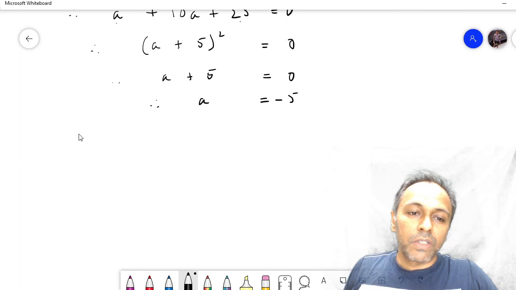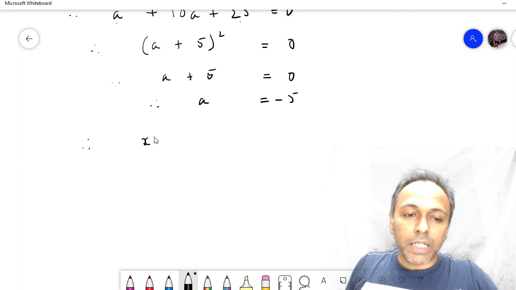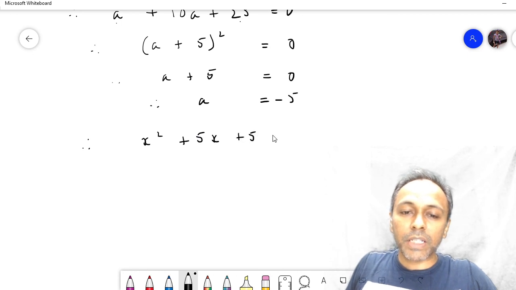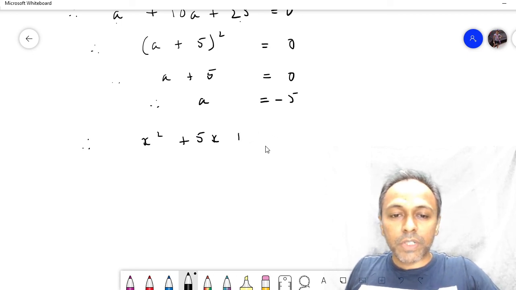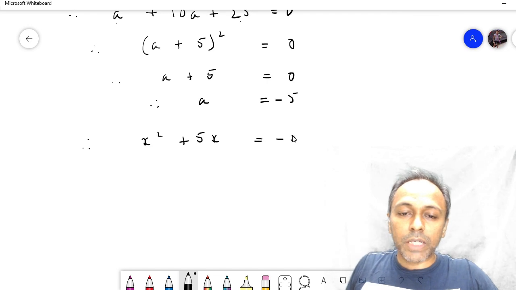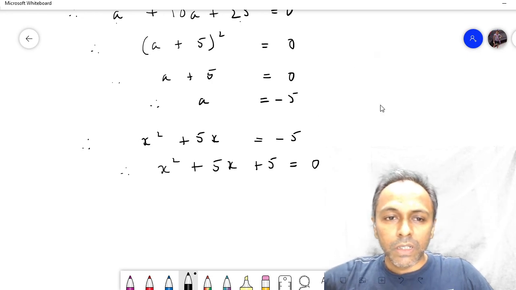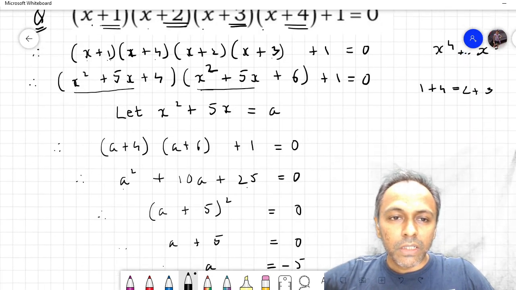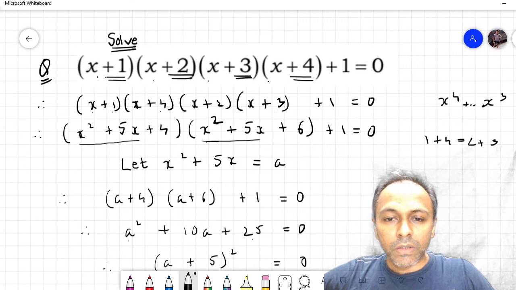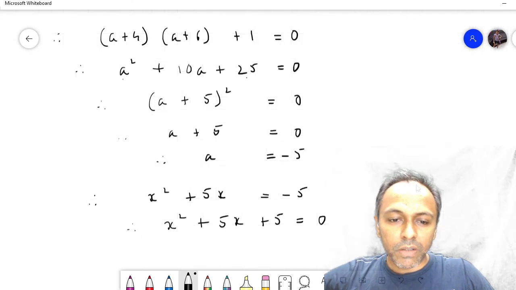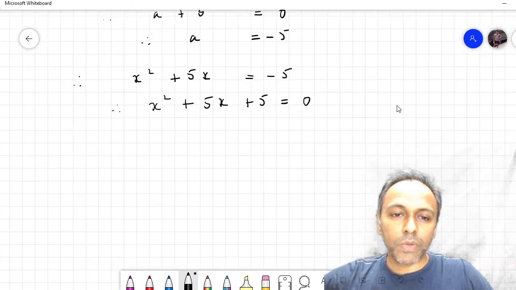But on resubstituting, x square plus 5x is equal to minus 5. Therefore x square plus 5x plus 5 is equal to 0. Right? Okay. So we are getting a quadratic which is not looking factorizable.